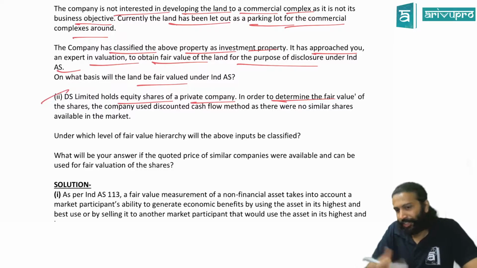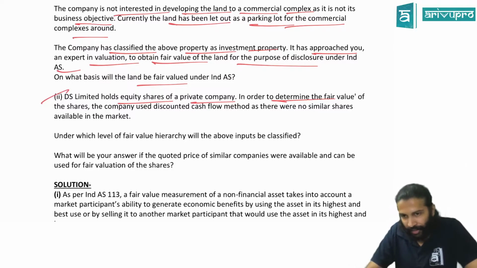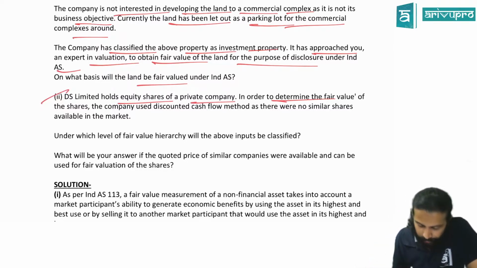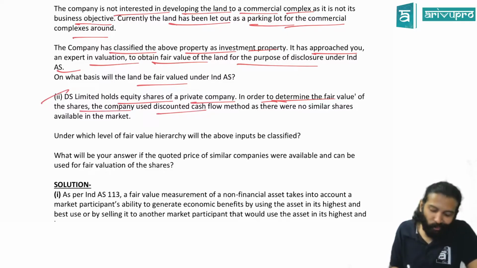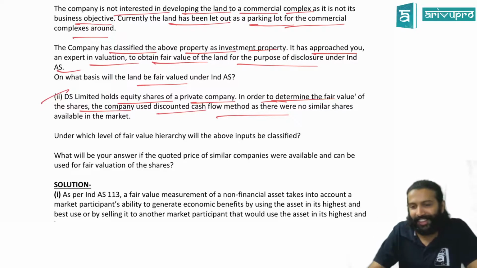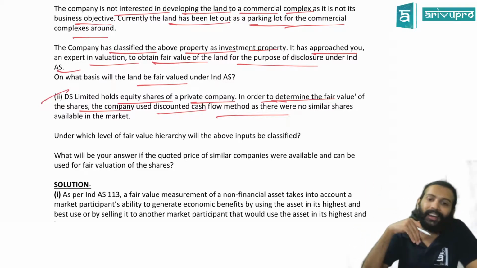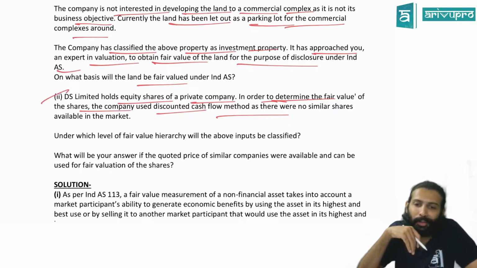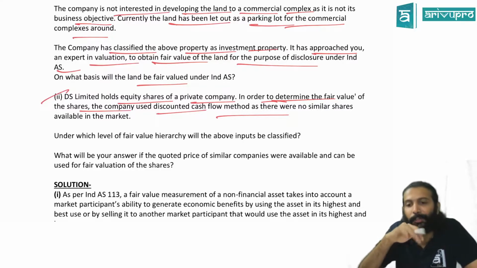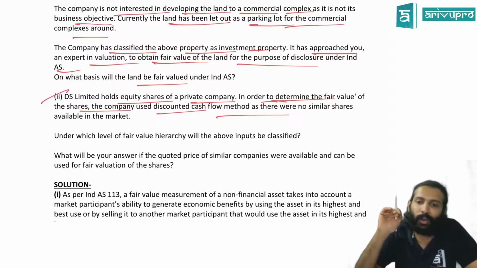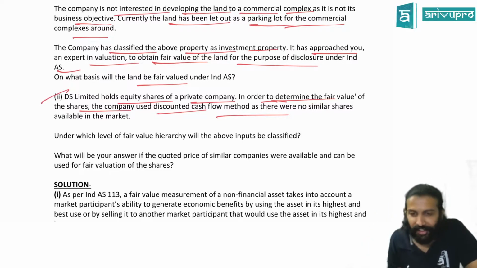Quoted price is there, means take quoted price or take similar price or valuation technique. Let's see what it is. In order to determine the fair value of the share, the company has used a discounted cash flow method. When you're using the discounted cash flow method, you have to take earnings as a base. For earnings, do you have market data or is it an unobservable input? Since you're using substantial unobservable input, it is Level 3 inputs. Got it?